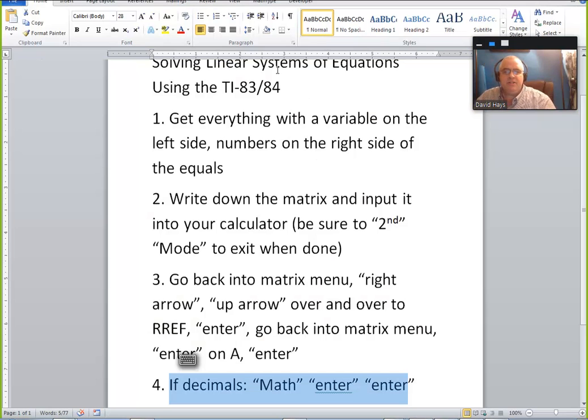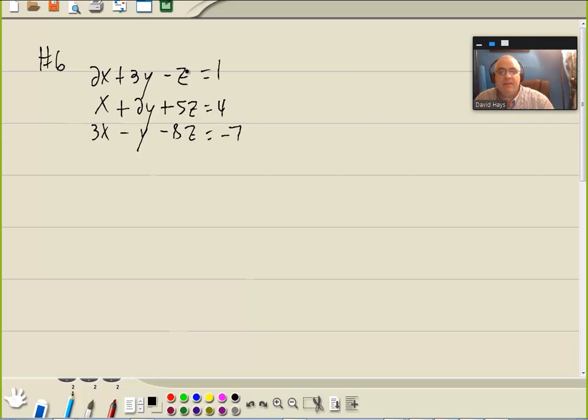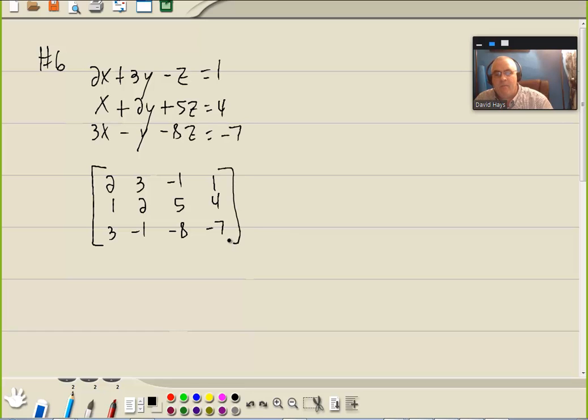Now I say in my instructions here, solving linear systems of equations. System of equations means you got 2 or more equations. Linear means everything's the first power. 2 or more equations, everything's the first power. Well, this is again RREF. So I got 2, 3, negative 1, 1, 1, 2, 5, 4, 3, negative 1, negative 8, and negative 7.